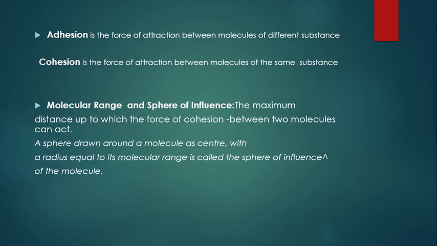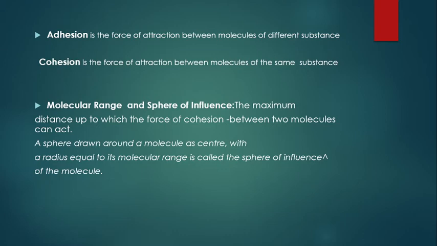And next is molecular range and sphere of influence. So what is called molecular range? The maximum distance up to which the force of cohesion between two molecules can act. While considering a molecule in a liquid, whether on the surface or inside, the molecule always has a sphere of influence. The molecule has a certain distance up to which the attraction is there, and beyond that limit there will be no attraction. So the maximum distance up to which the force of attraction between molecules is present is called molecular range.